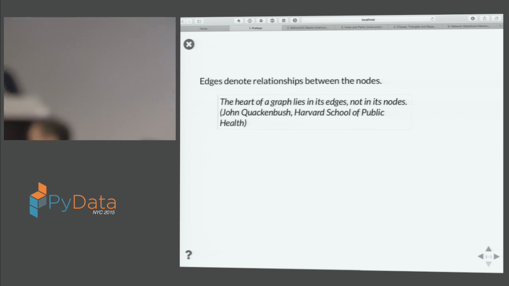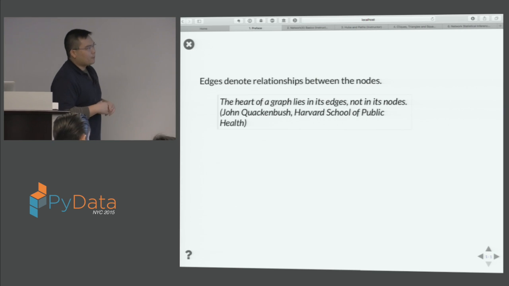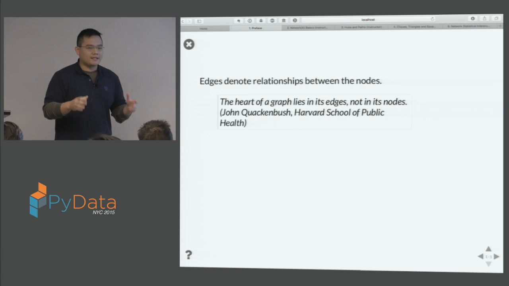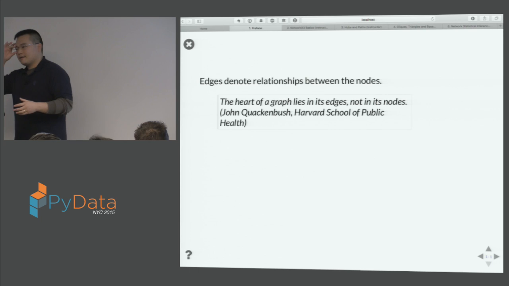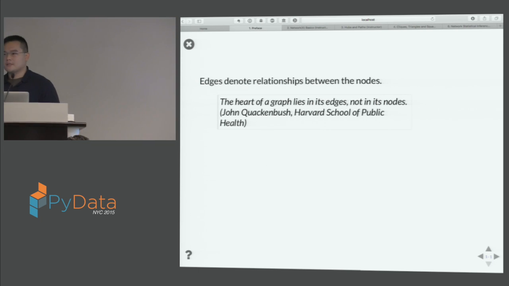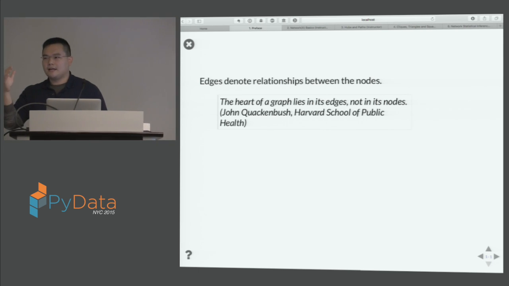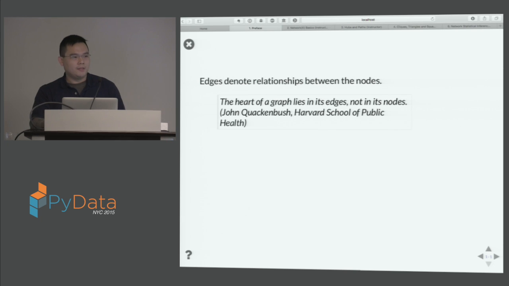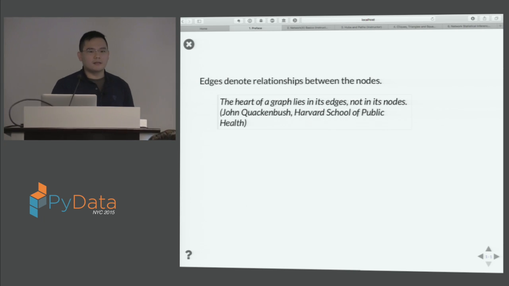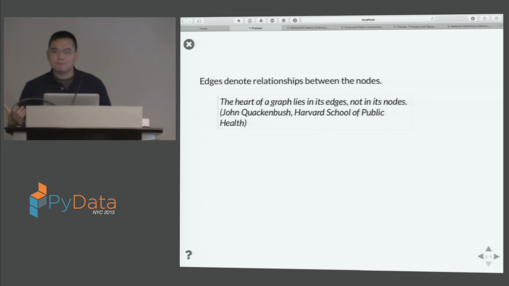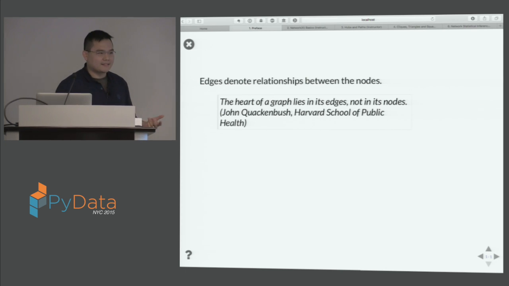One thing that I'm hoping you will take away from today's tutorial is that you'll learn to think in terms of edges and not in terms of nodes. In other words, I'm hoping you'll learn to think in terms of relationships between entities and not just the entities themselves. We're used to basic stats, right?